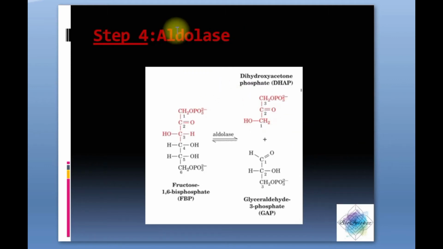Step number 4 is aldolase. Why aldolase? The enzyme used here is aldolase. Fructose 1,6-bisphosphate is broken down into dihydroxyacetone phosphate and glyceraldehyde 3-phosphate, and the enzyme used here is aldolase. Here aldol cleavage is taking place, that is breaking of fructose 1,6-bisphosphate into two parts.